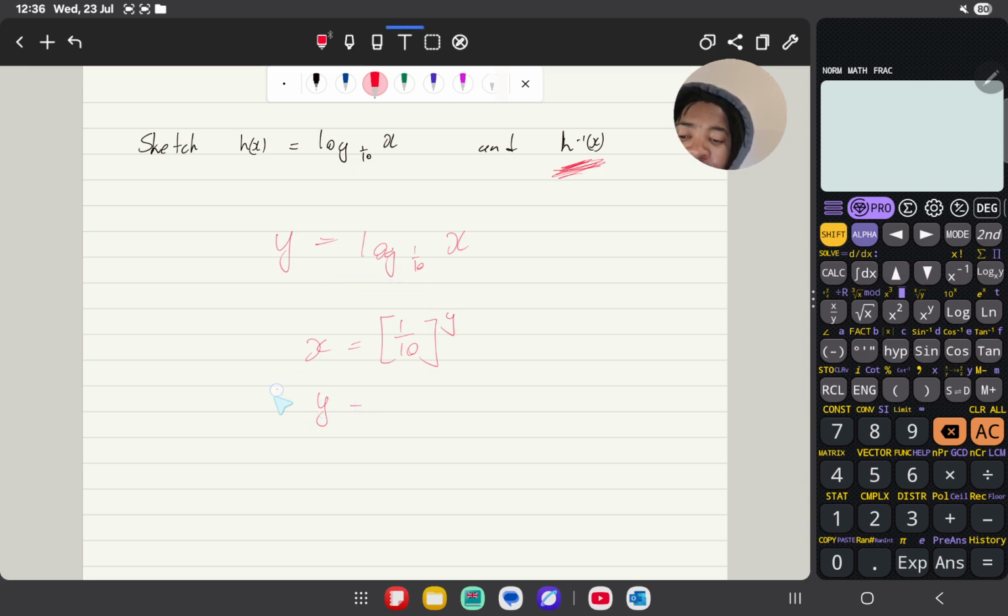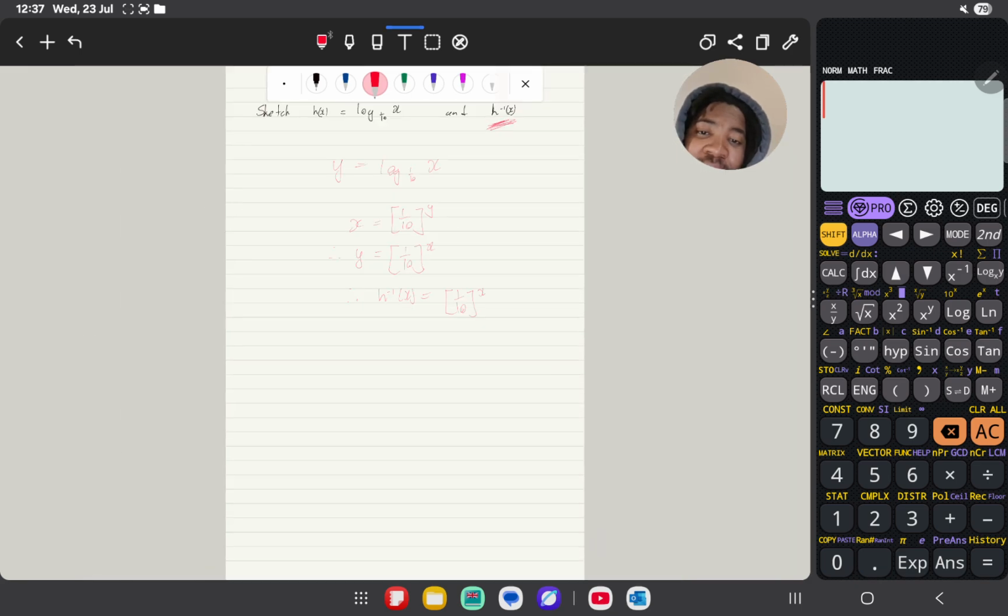You say therefore y equals (1 over 10) to the power of x, and therefore you can say that h inverse of x equals (1 over 10) to the power of x, right? And then we have it like that. So then you have your exponential, then you can sketch it however you want, and so forth.